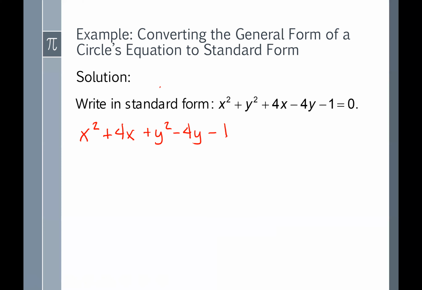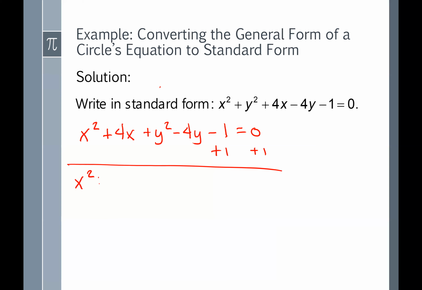And then the next thing I'm going to do is I'm going to move that constant to the right-hand side of the equation. So whatever that constant is, I'm going to move it from the left-hand side to the right-hand side, and the minus is going to become plus. And the reason for that is because I'm actually adding 1 to both sides. So when I move the -1 from the left to the right, that -1 becomes +1 because I'm adding it to both sides.